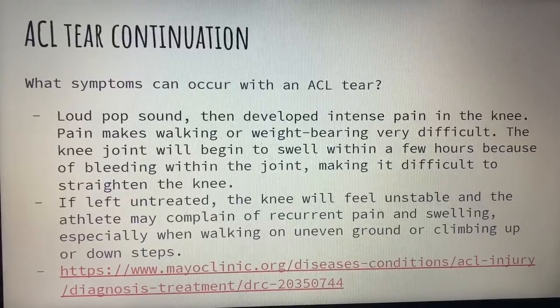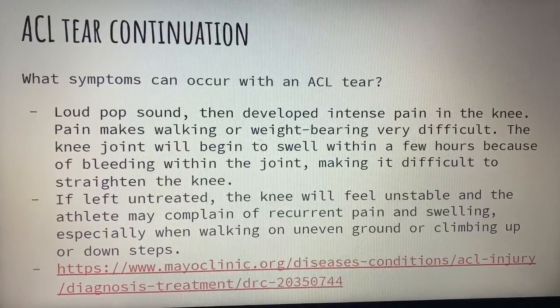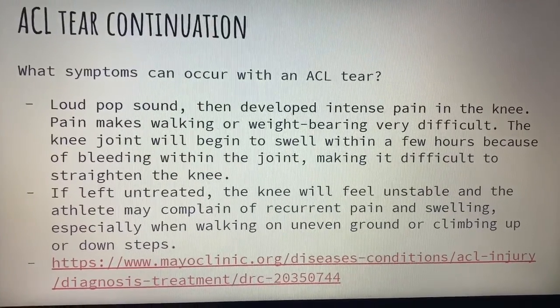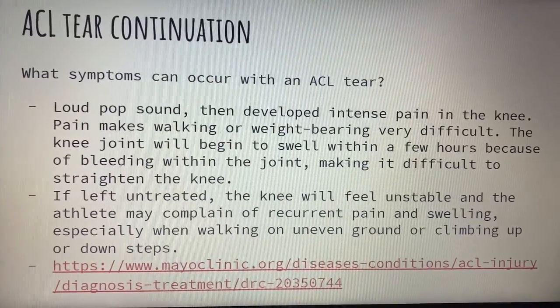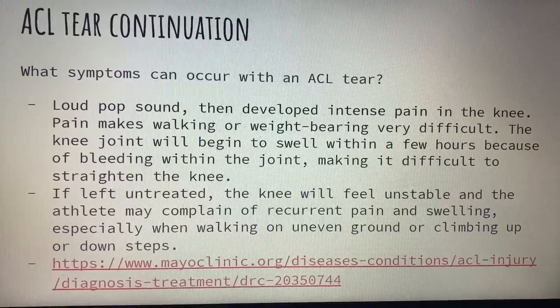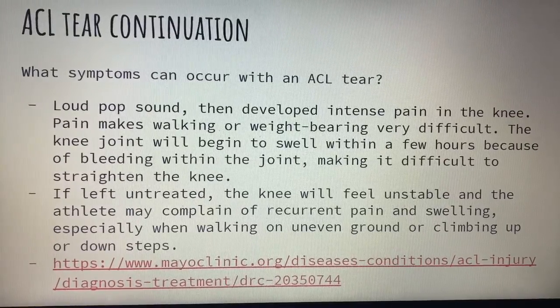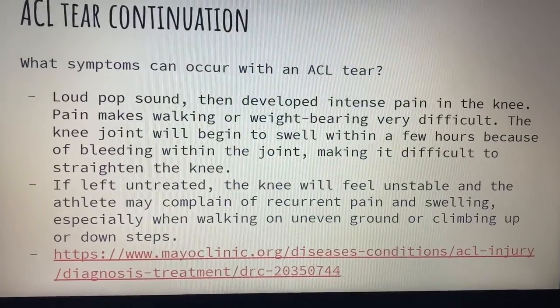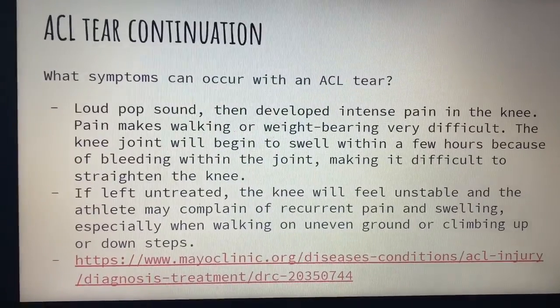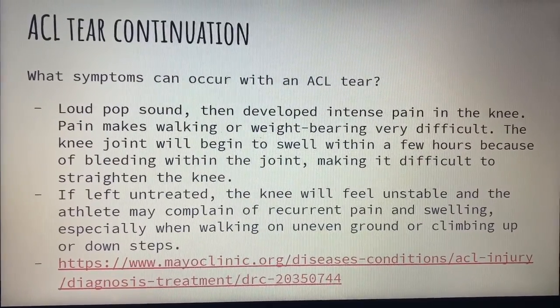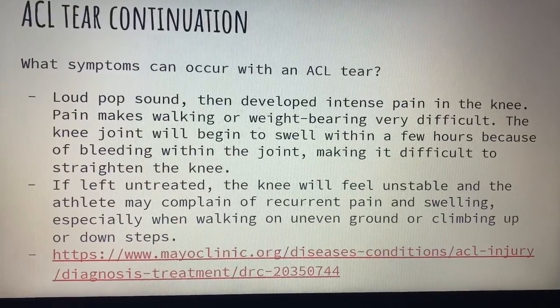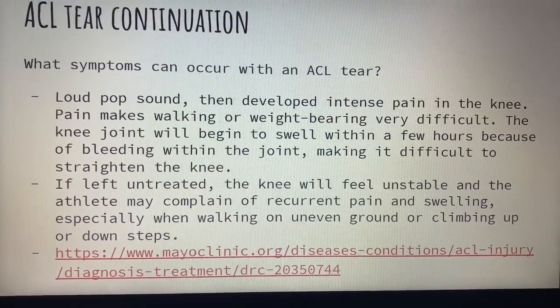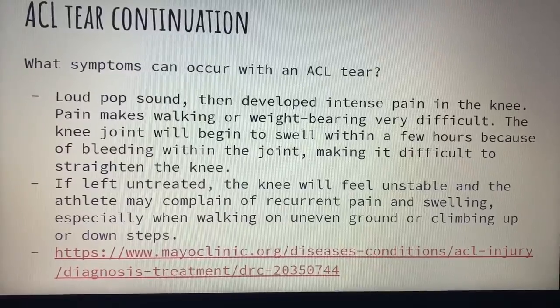What symptoms can occur when an ACL is torn? So someone may hear a loud pop sound, then develop intense pain in the knee. This pain makes walking or weight bearing very difficult. The knee joint will begin to swell in a few hours because of the bleeding within the joint. This makes it difficult to straighten the knee. If left untreated, the knee will feel very unstable and the athlete may complain of recurring pain and swelling, especially when walking on uneven ground or even climbing up and down the steps.